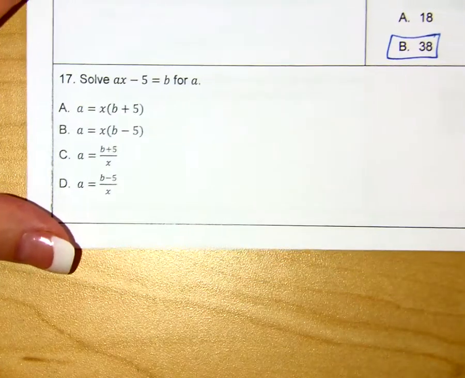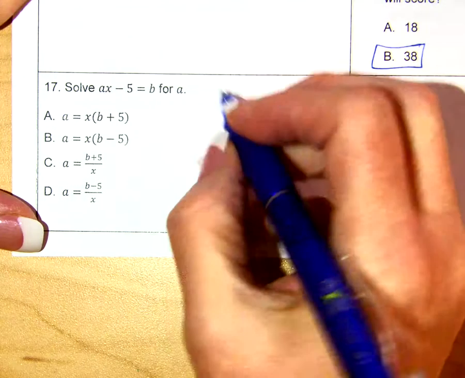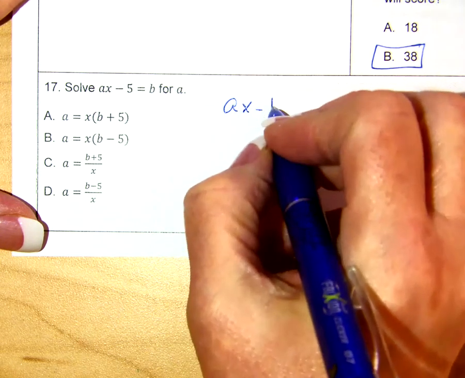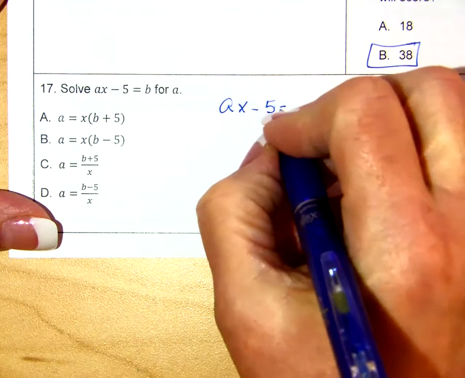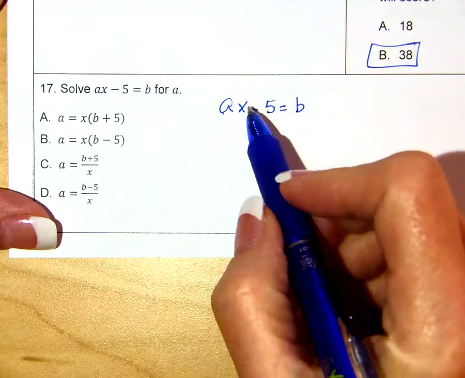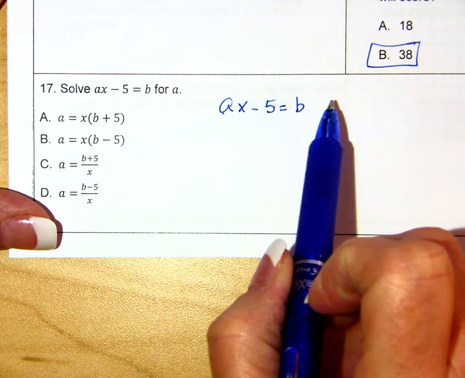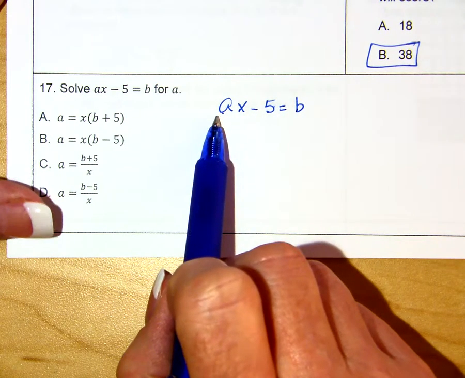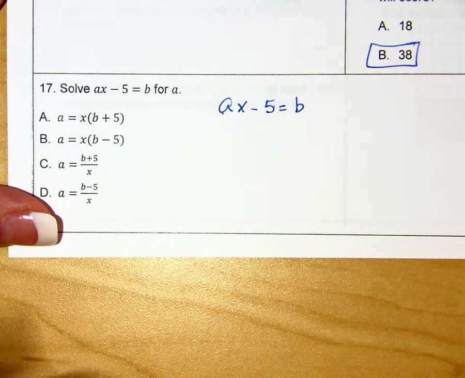So for number 17, our final problem on part 4, it says solve ax minus 5 equals b for a. So I have ax minus 5 equals b, and I need to isolate a. So the first thing, I see that I don't have any fractions to clear. I don't need to simplify anything. A is only on the left-hand side, but I've got an x and a 5 on the same side with it.